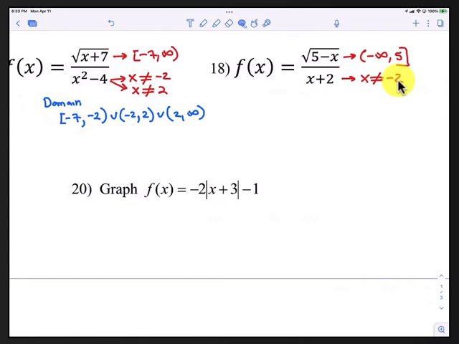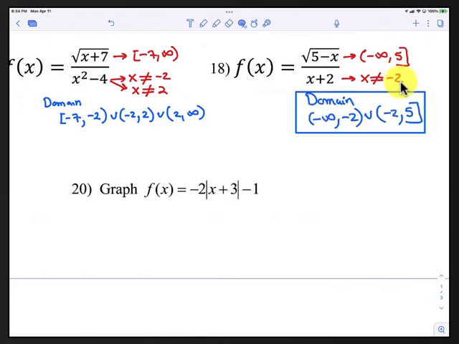So what is our overall domain? Well, it's going to be -infinity to 5, except for -2. So how do we write that? That would be from -infinity to -2, union -2 to 5.